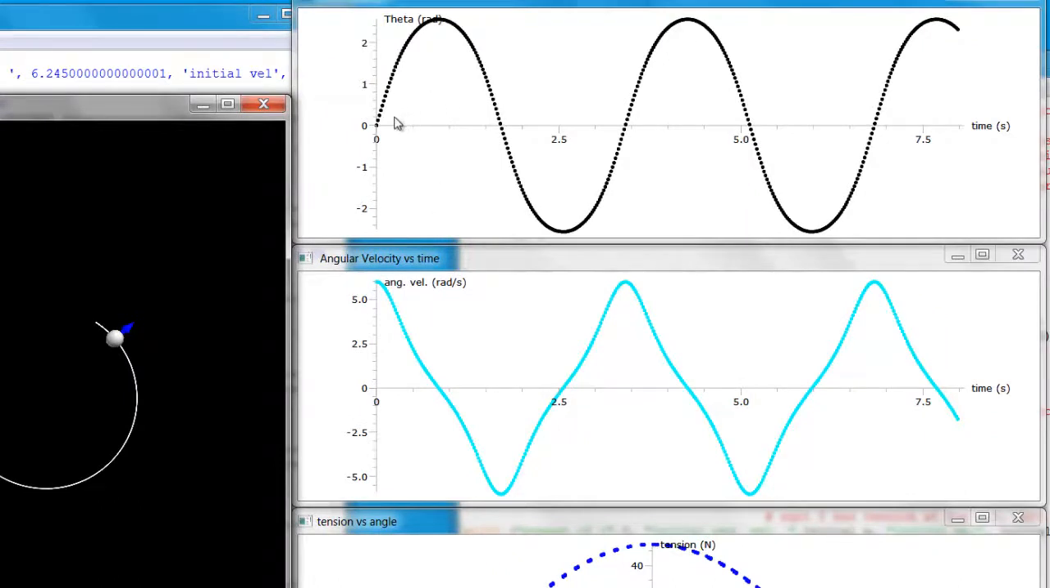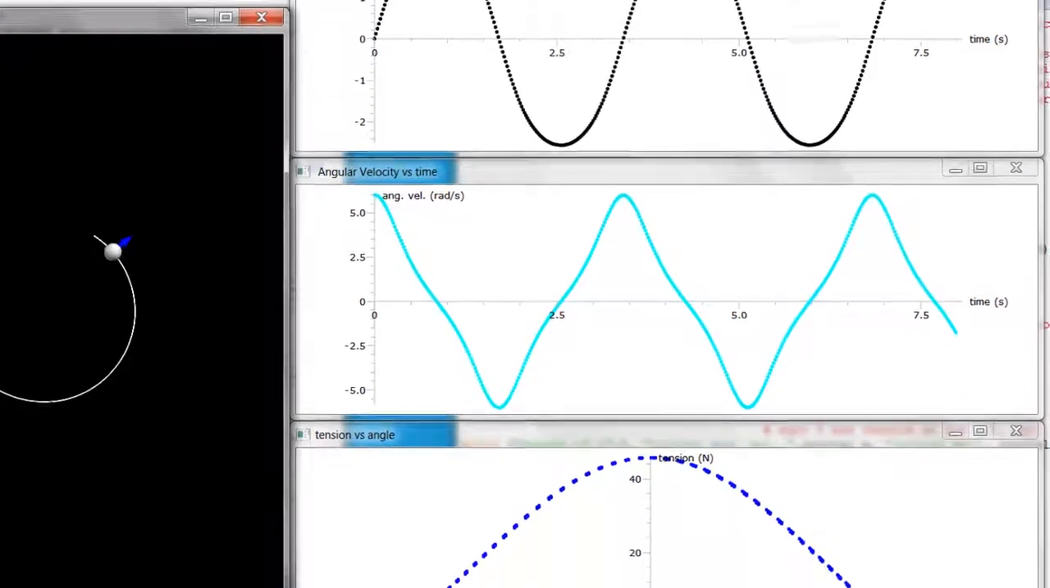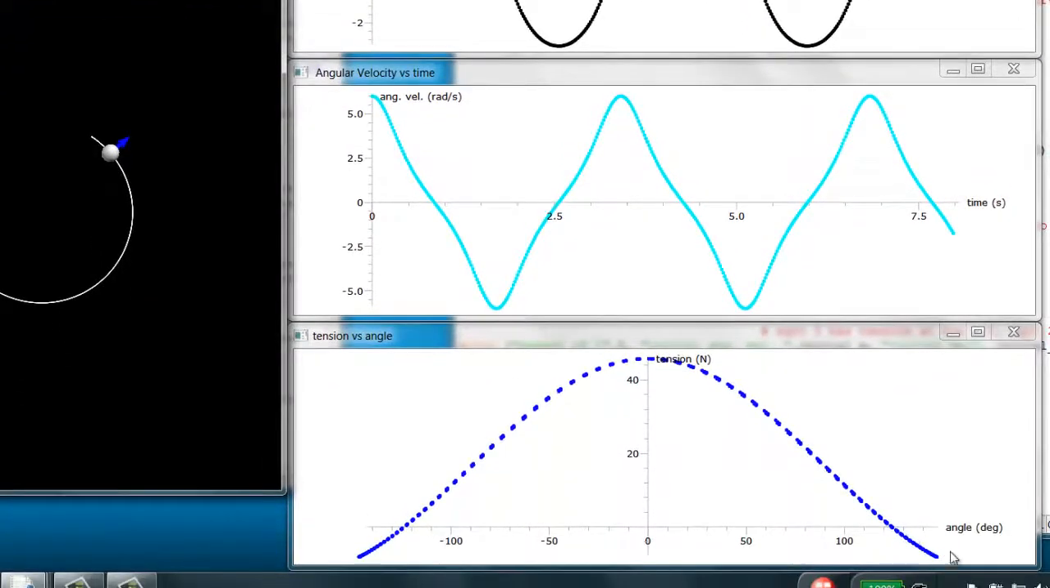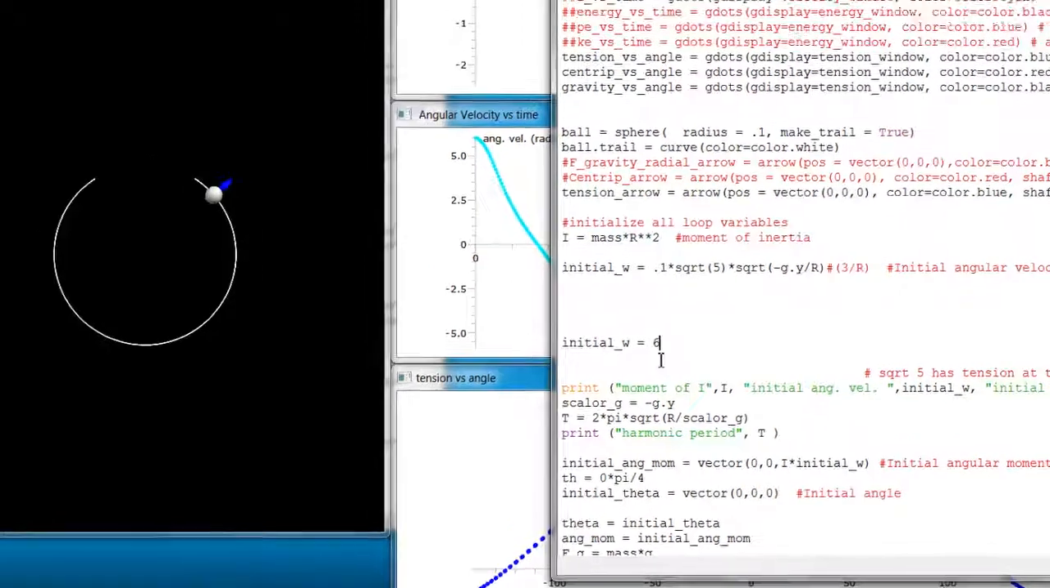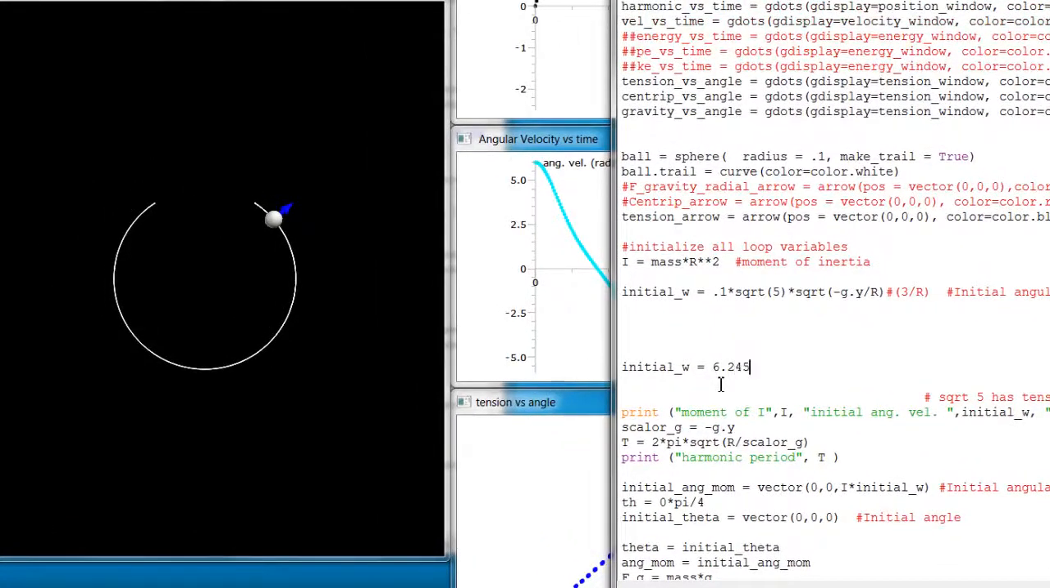And now looking at our theta versus time curve, you can clearly see this is no longer simple harmonic motion. The velocity is very strange. It has these inflection points in it. And as I stated, the tension actually goes negative for a certain range of the motion. Increasing the angular velocity even higher, we go to 6.245.